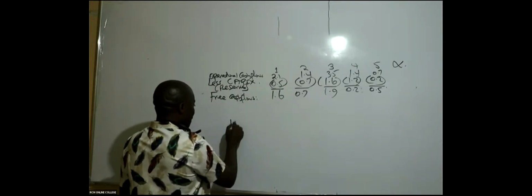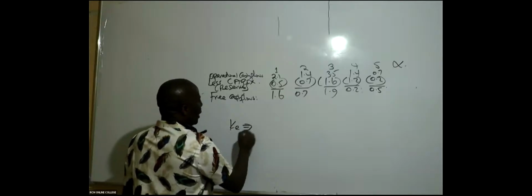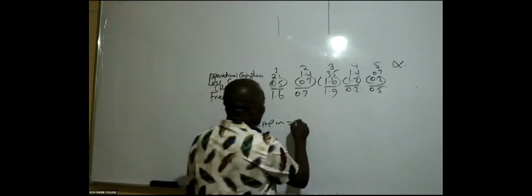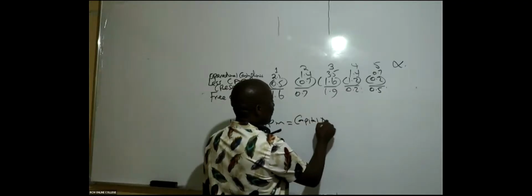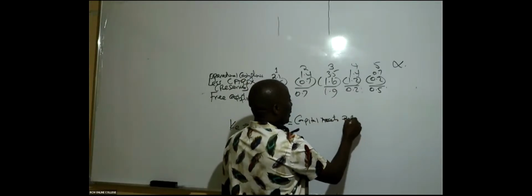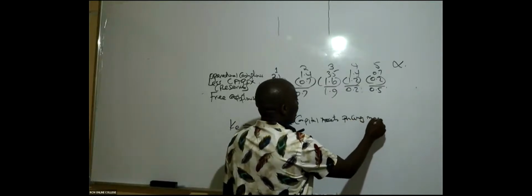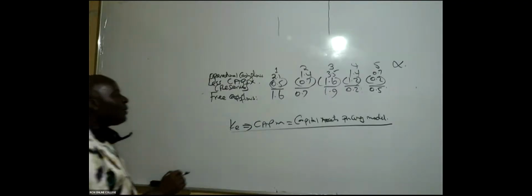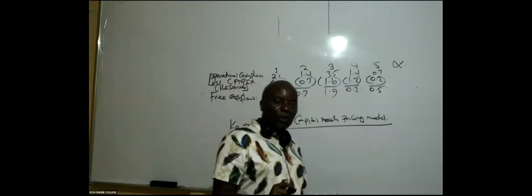So the question is, how do we get KE? So here, I'll use the famous CAPM. CAPM is the capital assets pricing model. If you remember very well, for us to get KE, remember CAPM is a model for the rich.